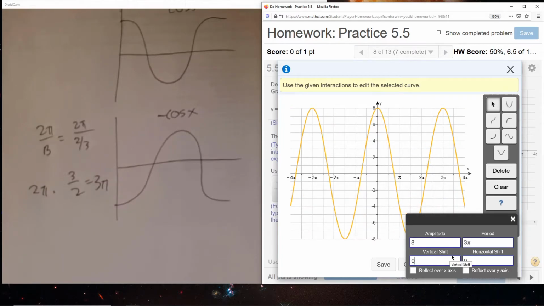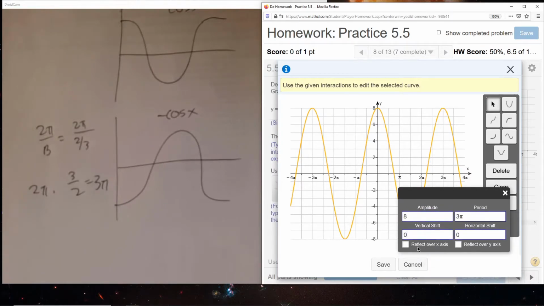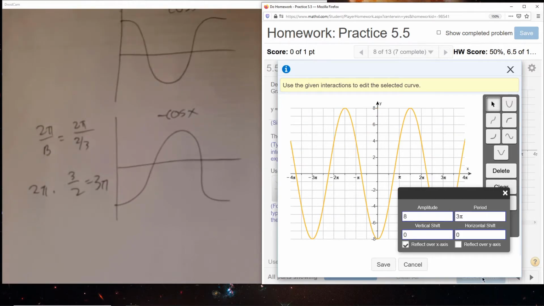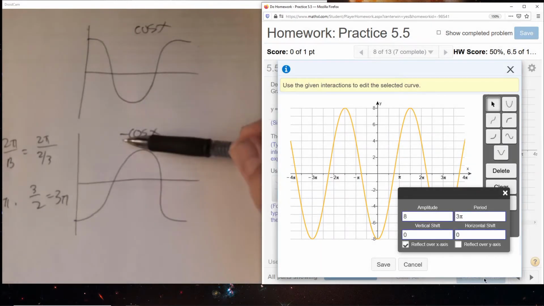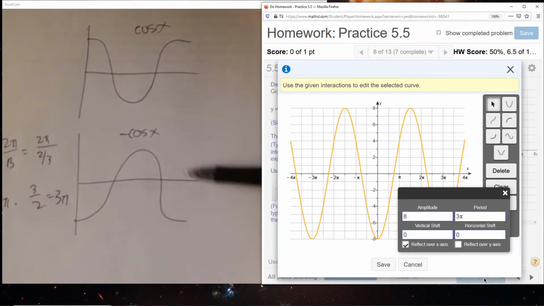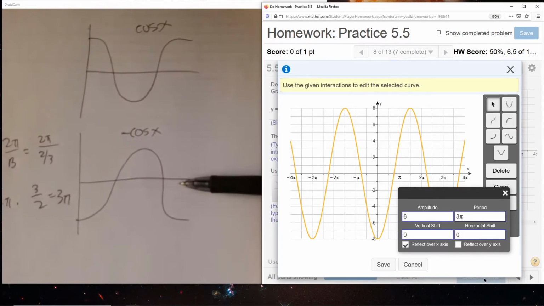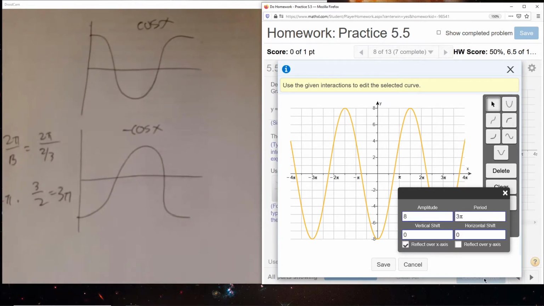And there is no vertical shift, there's no horizontal shift. But when you multiply by a minus sign, that will reflect it over the x-axis. So looking back at my picture on the paper here, here's regular cosine. And then the minus sign flips it across the x-axis here. So it's pretty common to say that that's a reflection. It reflects over the x-axis.